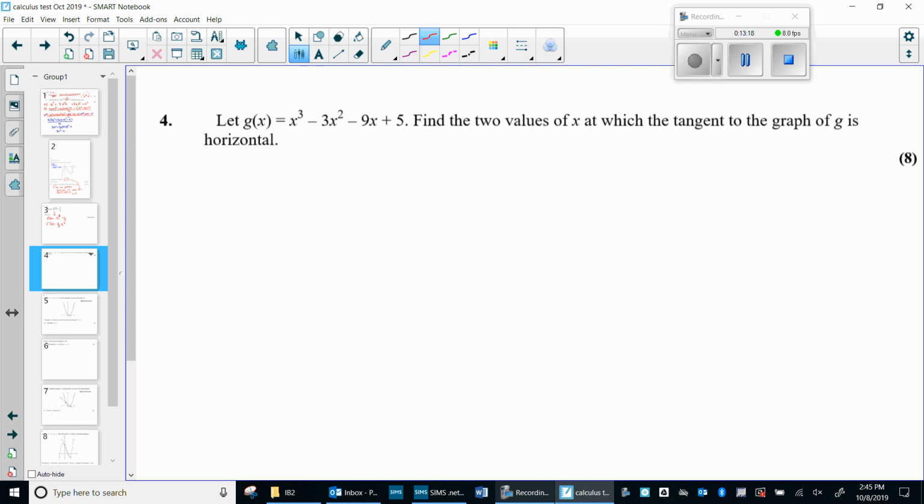Next question. Was that the only question on that one? All right. Okay. This one. So let g(x) be that. Find the two values of x where the tangent to the graph of g is horizontal.